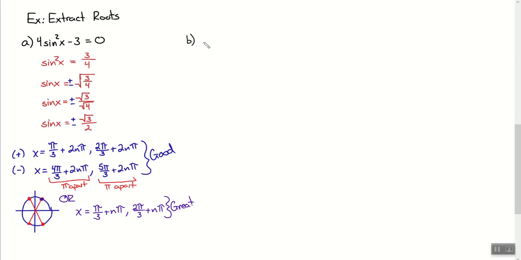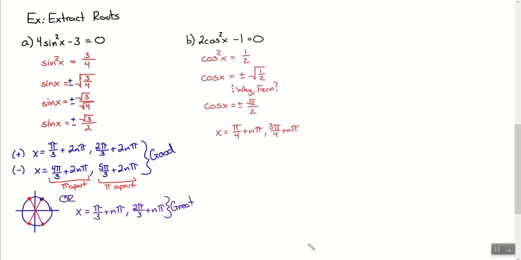So for example B, you get the privilege of solving the problem 2 cos squared x minus 1, and I want to know when is that equal to 0. Okay, whoever is running the show, go ahead, pause this, and you will see my detailed solution without further discussion in 3, 2, 1, and here's my detailed solution, sort of.